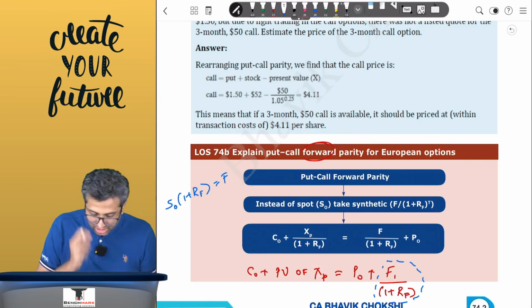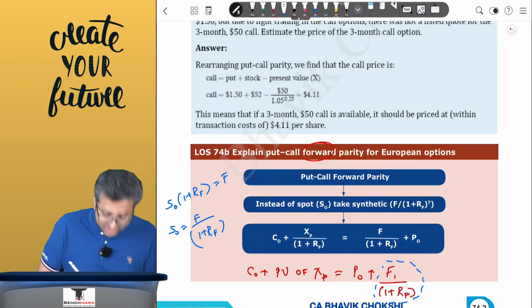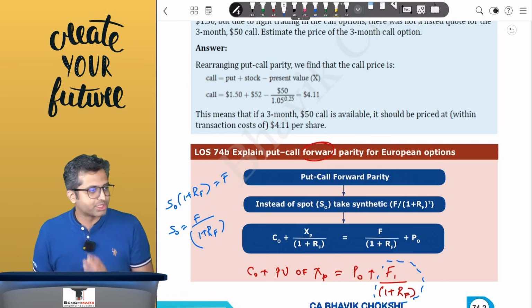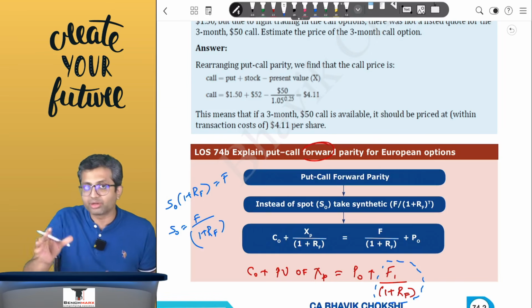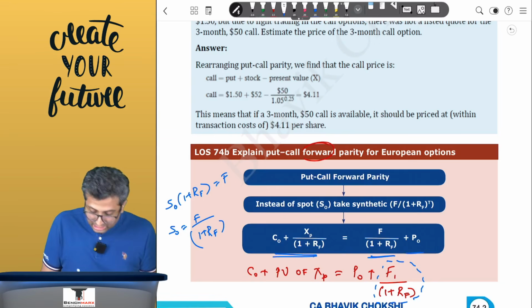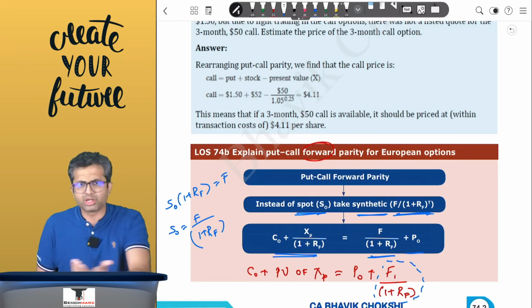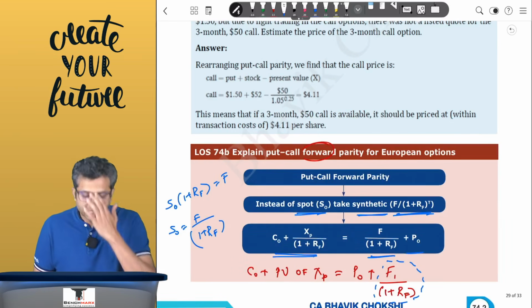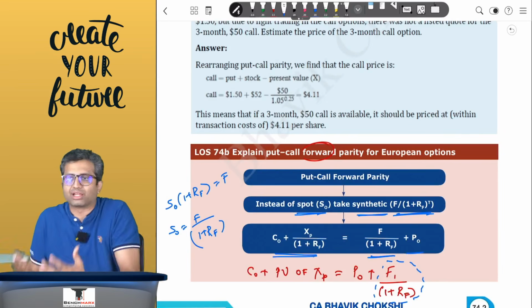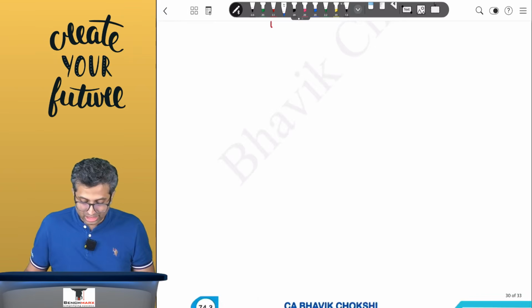Now alternatively, you can take S0 equals the forward rate upon 1 plus RF, that will be a proxy for the spot rate. So over here you can substitute that, and that will give you the call put forward parity. So this is C0 plus the present value of exercise price equals P0 plus the present value of forward price. So instead of S0, we take the present value of the forward rate, and that will be synthetic. Synthetic means it is not exactly spot, something else. So over here present value of forward you are taking, so that is called put forward parity.